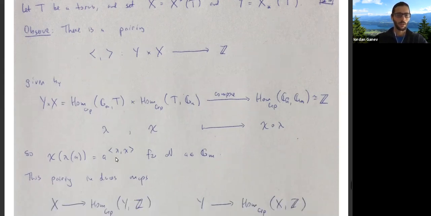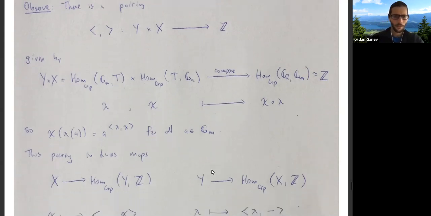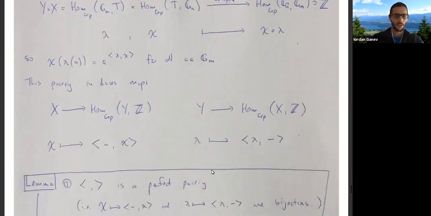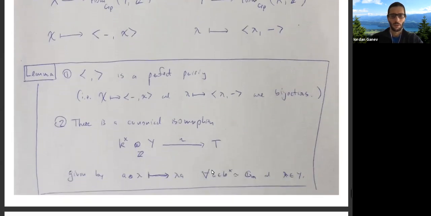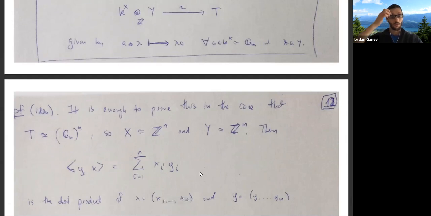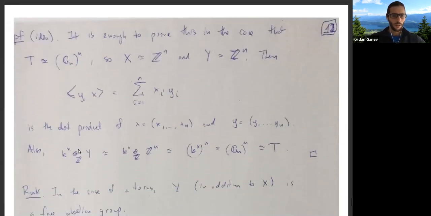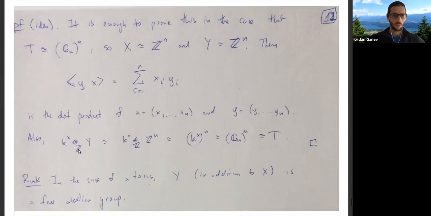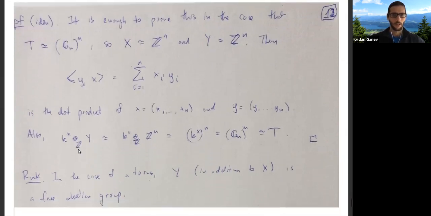So in other words, we have this identity for any element in the multiplicative group. And this is a perfect pairing. And the reason for that just comes down to the dot product. Because once we pick bases, once we pick an identification of T with GM to the n, then this just becomes the dot product. And the dot product is a perfect pairing. All right, so that was the lecture from last week.